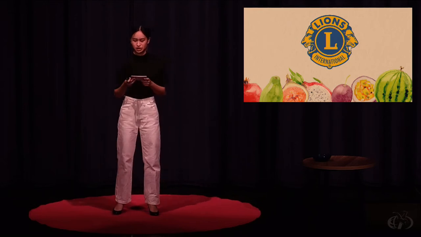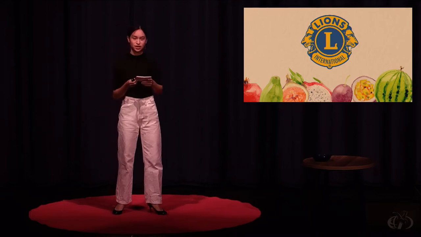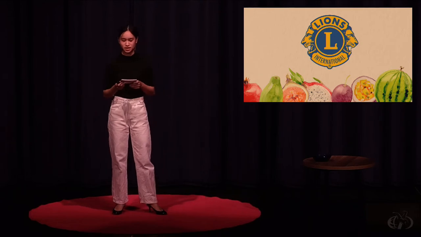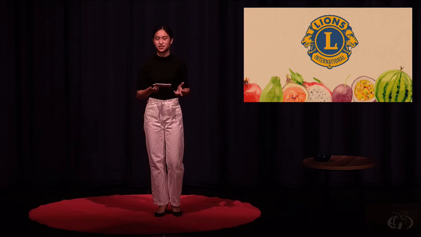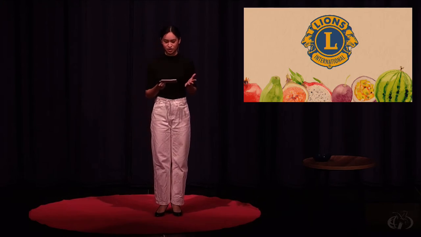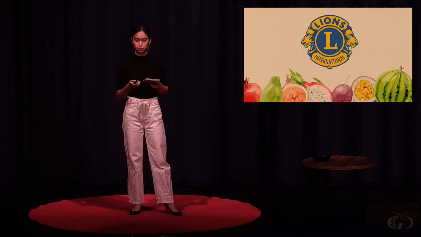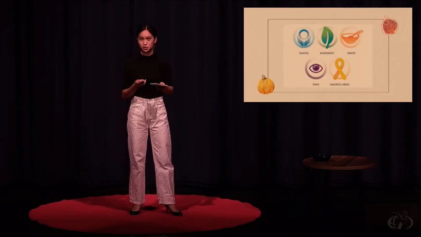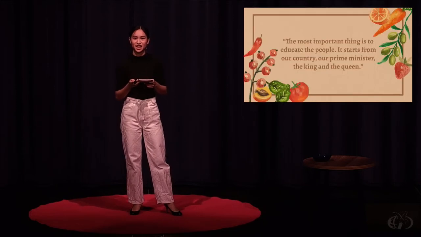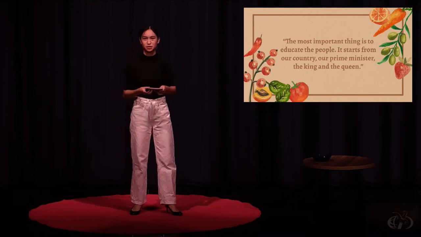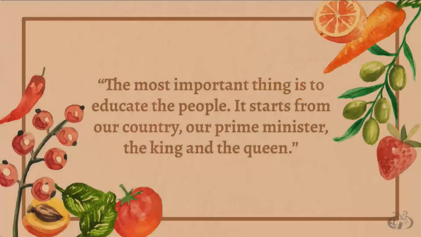Lions Club International is a nonprofit service organization where they volunteer and host events to help serve their five core concepts: diabetes, environment, childhood cancer, vision, and of course, hunger. I first asked Datin Chang, the head of the Hunger Committee, what the first step to solving world hunger should be, to which she said, "The most important thing is to educate the people. It starts from our country, our prime minister, the king and the queen."